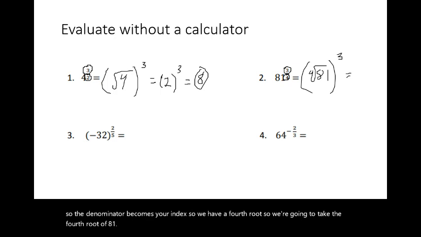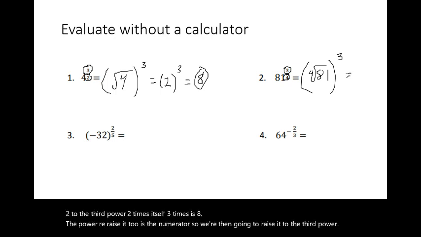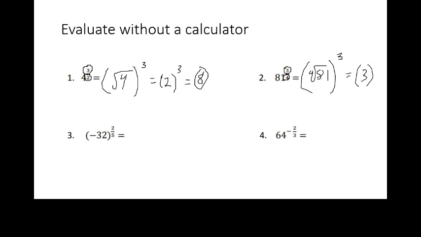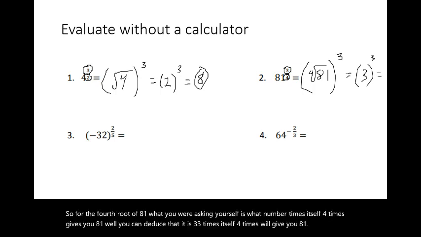So for the 4th root of 81, what you are asking yourself is, what number times itself 4 times gives you 81? Well, you can deduce that it is 3. 3 times itself 4 times will give you 81. Then we're going to take that 3 and raise it to the 3rd power. So 3 times 3 times 3 gives us 27.